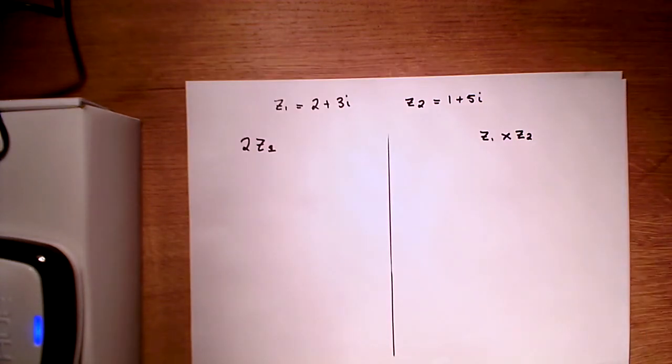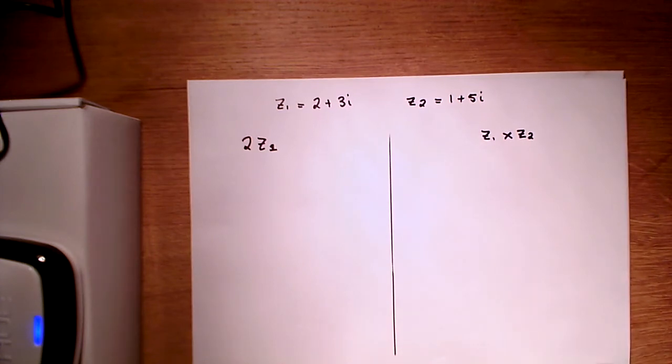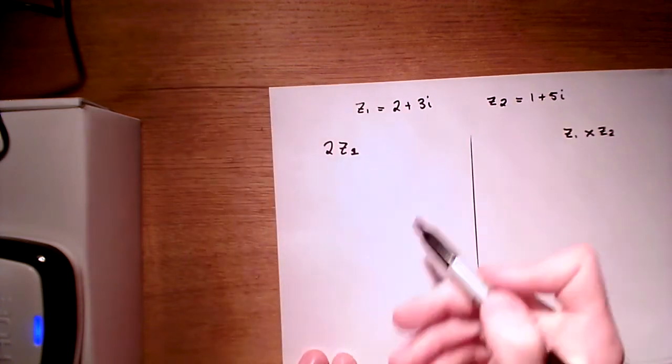Okay, so we're going to keep our z1, z2 the exact same for this question here. z1 again is equal to 2 plus 3i, and z2 is equal to 1 plus 5i. So first of all, we're going to consider what happens to a complex number when we multiply it by a real number, the real number here being 2, of course. And then on this side of the sheet, we're going to look at multiplying those two complex numbers by each other. Alright, so let's consider this here.